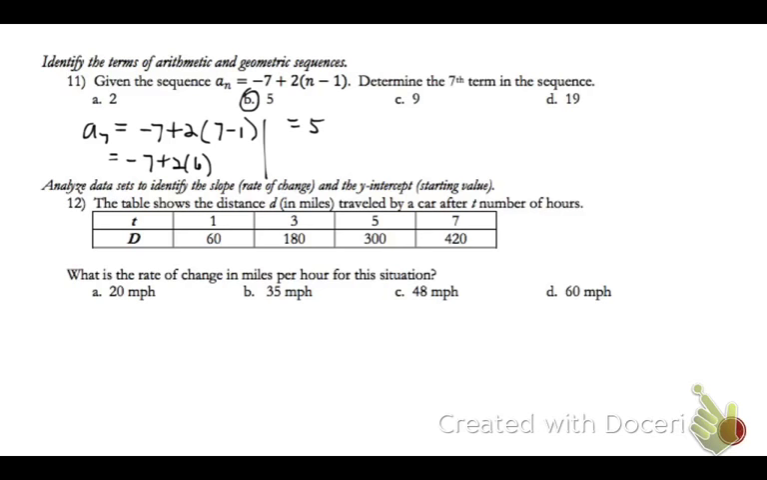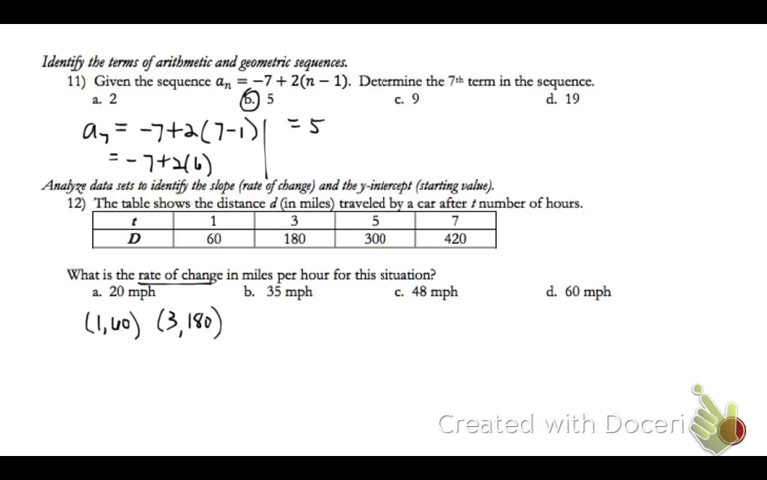Now number 12, we've got a table, and it shows the distance d traveled in miles by a car after so many hours. So we want to know the rate of change in miles per hour. When you see rate of change, that means you want to find the slope. So let's just pick two of those pairs of data points, and then we'll find the slope.